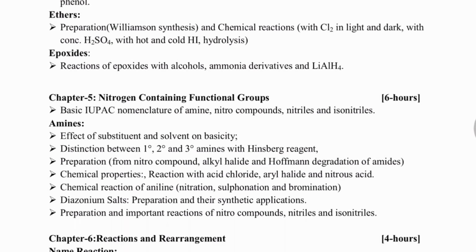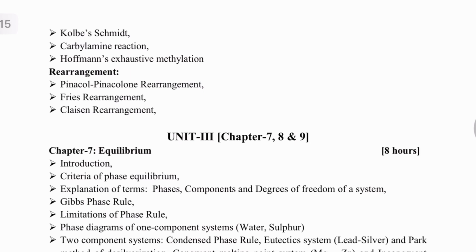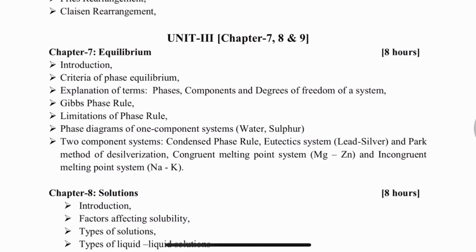Now I will take your chapter number 7, equilibrium. First we will start equilibrium, right? Introduction, criteria of phase equilibrium. So first of all, you need to understand what is equilibrium, what is phase, explanation of terms: phase, components, degree of freedom of system, therefore Gibbs phase rule, limitation of phase rule, phase diagram of one component system is water and sulfur system.